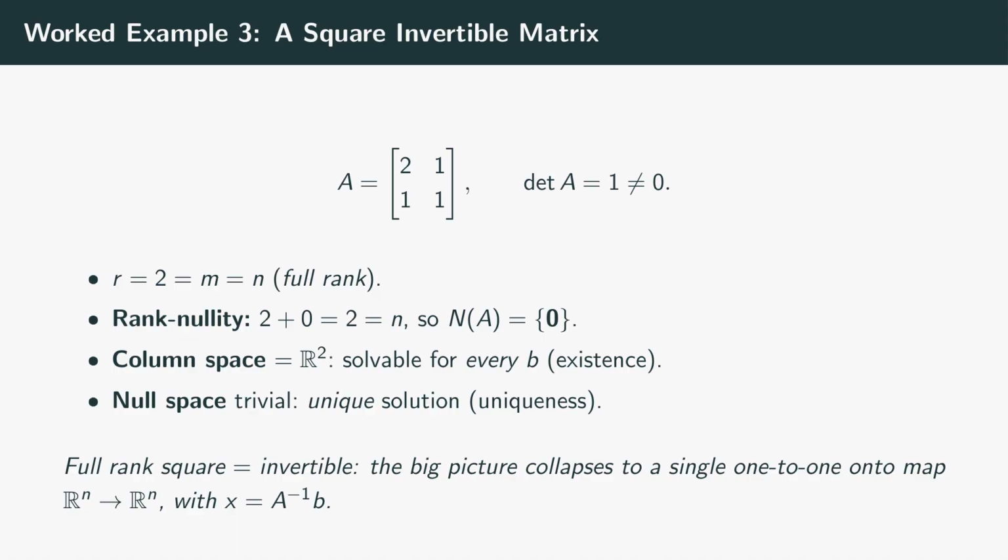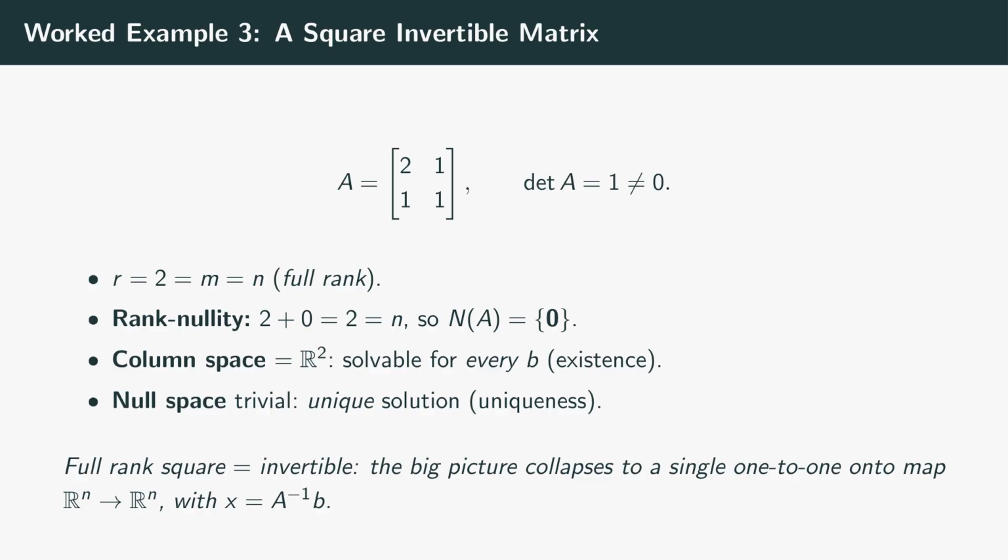For contrast, the happy case. Let A be the 2 by 2 matrix with rows 2, 1, and 1, 1. Its determinant is 2 times 1 minus 1 times 1, which is 1, non-zero, so the matrix is invertible. The rank is 2, which equals both m and n, so it has full rank. Rank nullity gives 2 plus 0 equals 2, so the nullity is 0 and the null space is just the 0 vector.